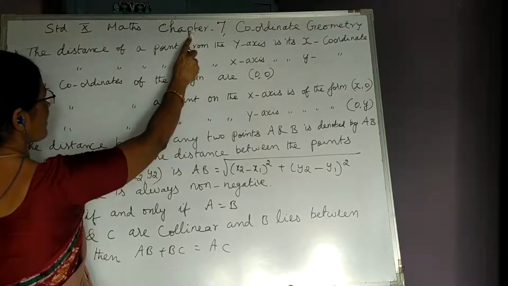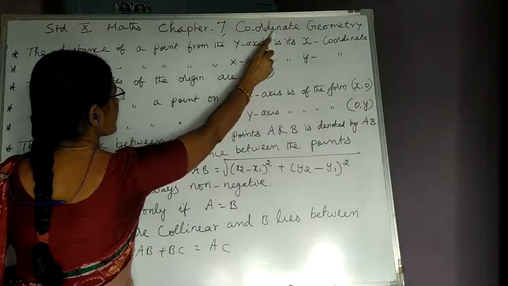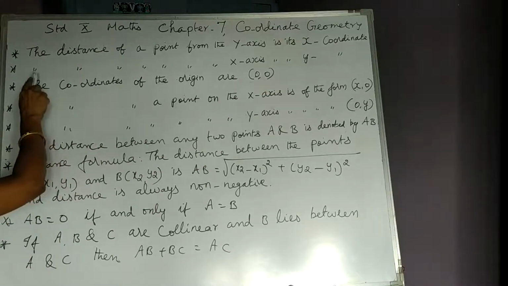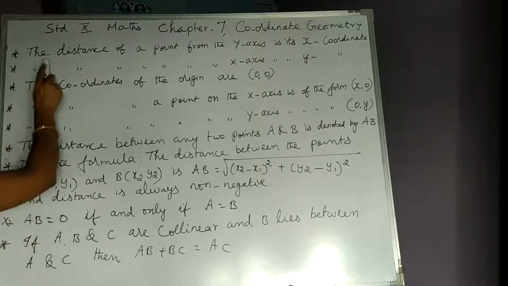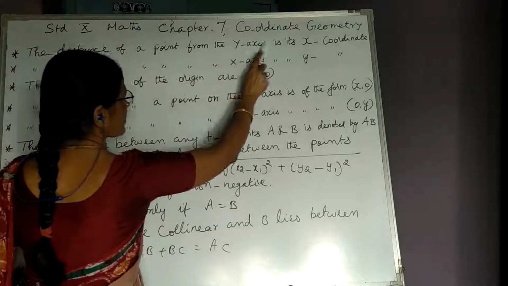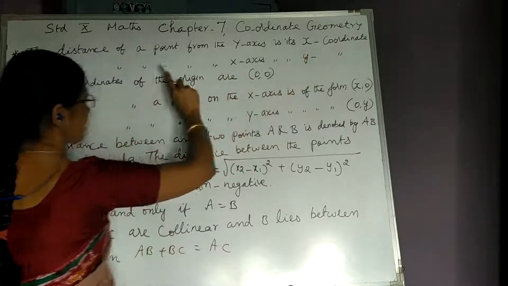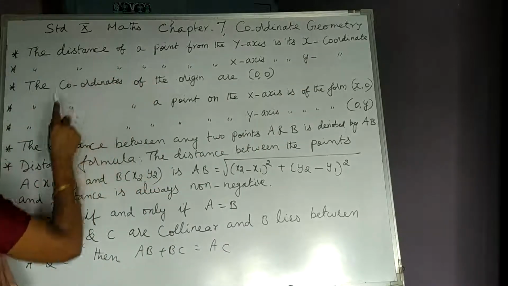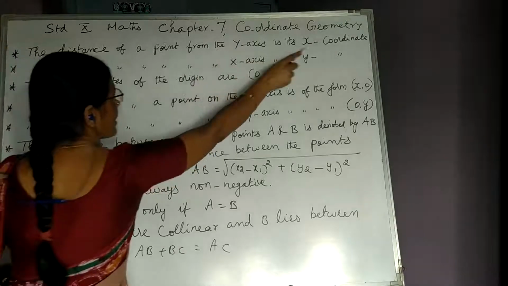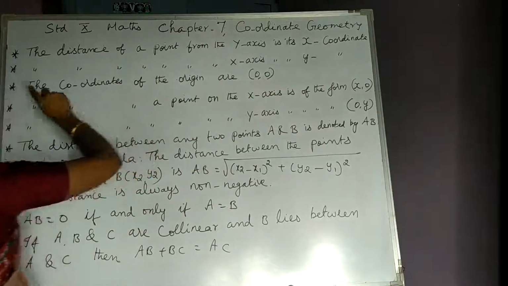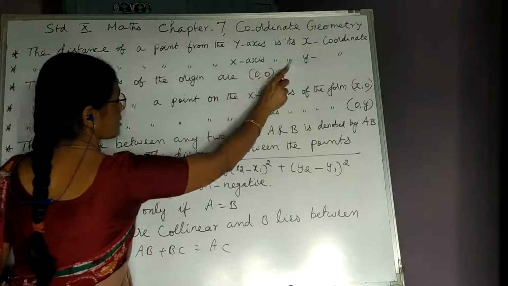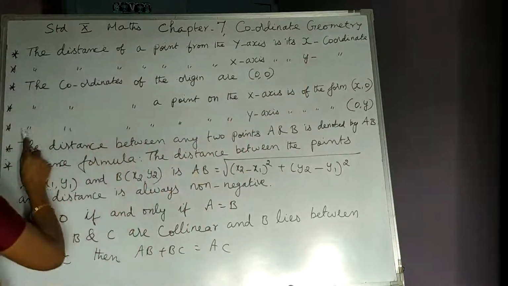Today we are going to see the 7th chapter, which is coordinate geometry. Before we learn the exercise, let us understand some points. The distance of a point from the y-axis is its x-coordinate. When a point is given and you measure the distance from the y-axis, that is called what? X-coordinate. The distance of a point from the x-axis is the y-coordinate.